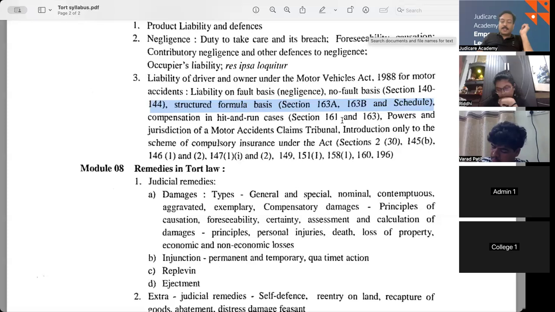The court held that the structured formula should be applied to ensure a fair compensation for the victim based on predefined parameters like income and age. So basically income and age, and the other liabilities are also taken care of while we talk about these kinds of compensations and the structured liability.